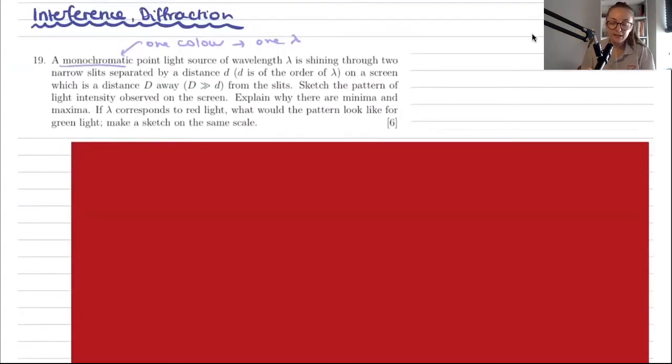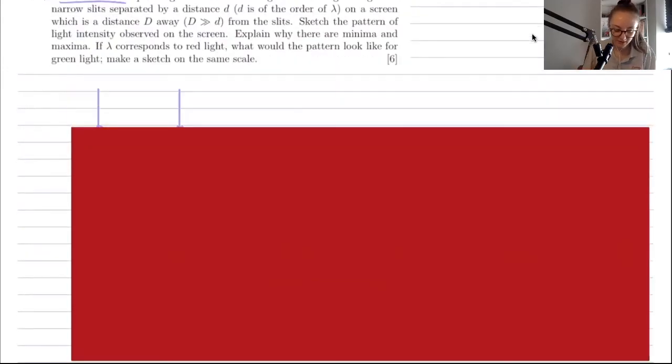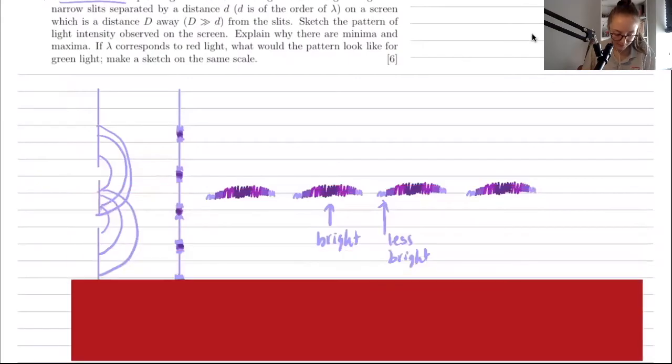Right, so this next topic is about interference and diffraction. We're told that we have a monochromatic point light, so a point light at one wavelength, which is shining through two narrow slits. I'm sure you've all come across this experiment with the two narrow slits, but it's essentially a demonstration of constructive and destructive interference, and they want us to sketch what the image on the screen will look like.